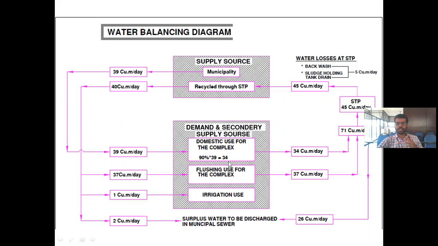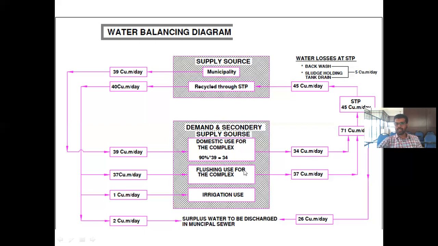There will be some losses, correct? Like evaporation loss or something like that. So just take 90% of it. You'll be getting almost 34 cubic meters per day of water drained out after the usage.